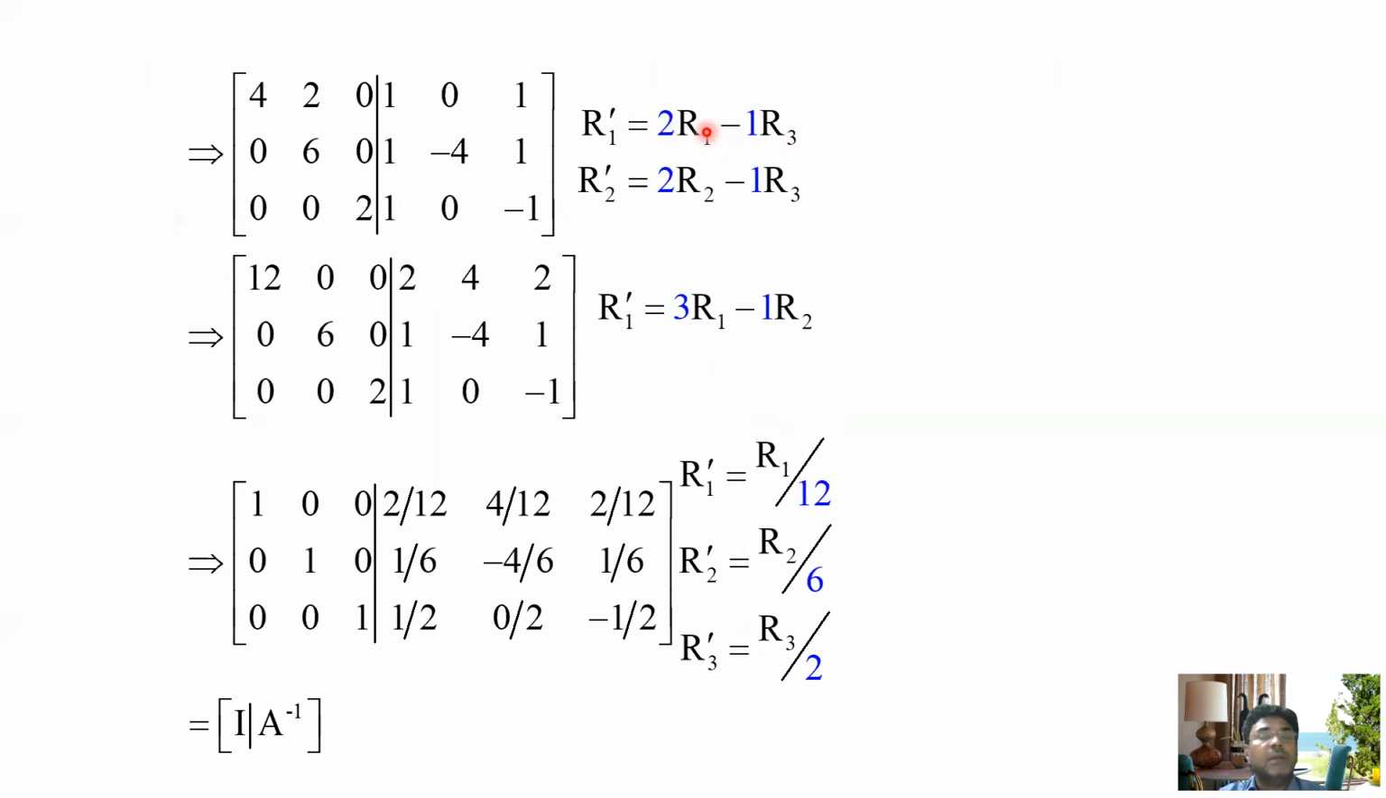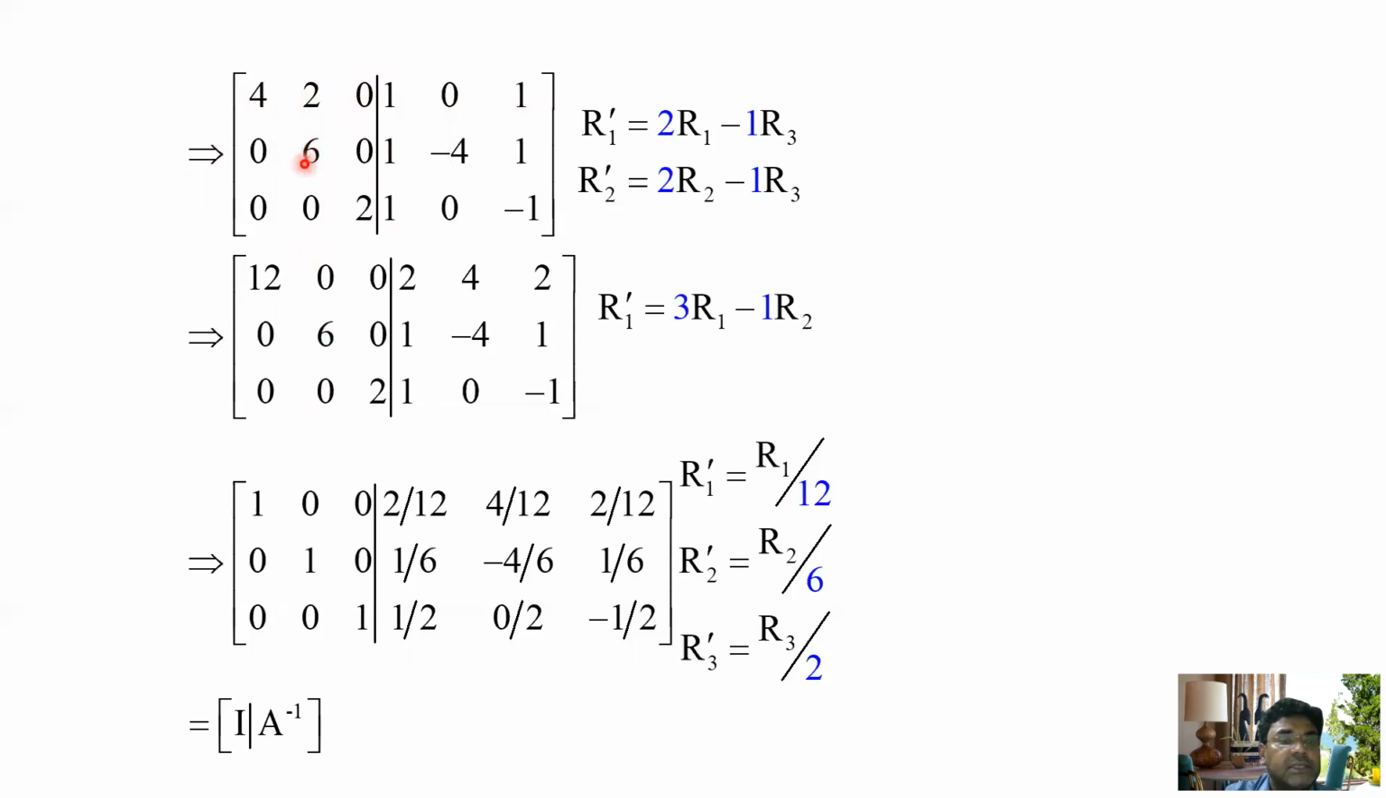Clear? So that's why after simplification you have this 4 2 0 1 0 1. After simplification you have this. Okay, what is our next target? Just to check, this 2 becomes 0. What is our next target? Our next target is to convert this number to 0. Okay, in next step.